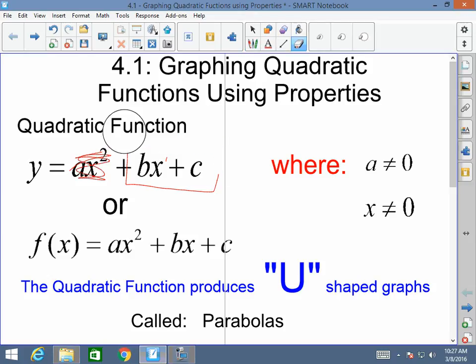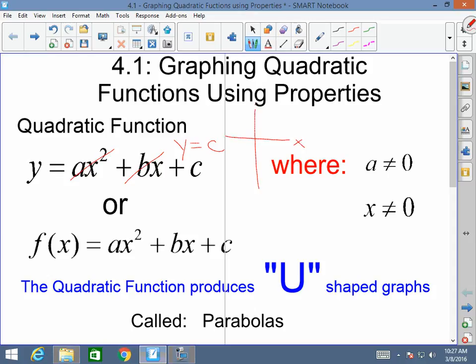Same thing happens, brothers, if b is 0, though, right? This guy will cancel, and you're left with y equals c. Remember a y equals c equation. It is a function, it's a horizontal line, and it goes to that c value on the y-axis. That's not linear, really, technically. That's called a constant function. But that's why a cannot be 0.